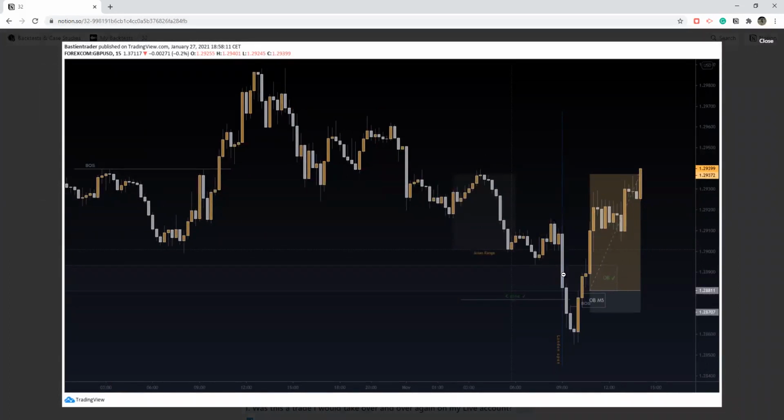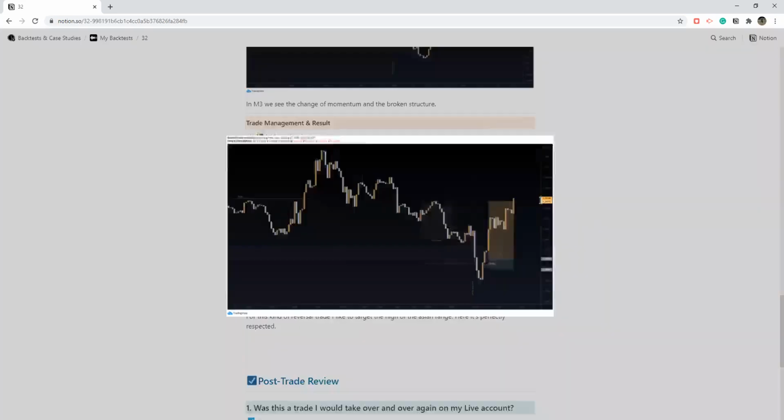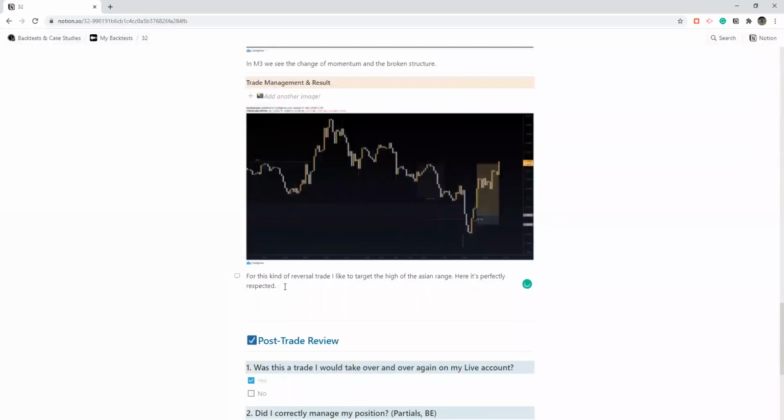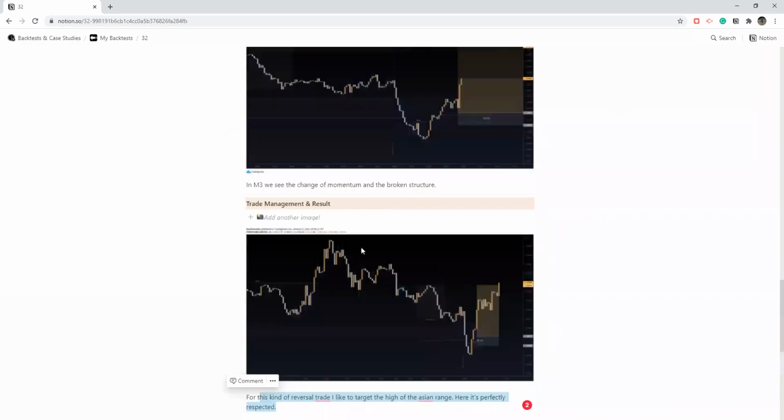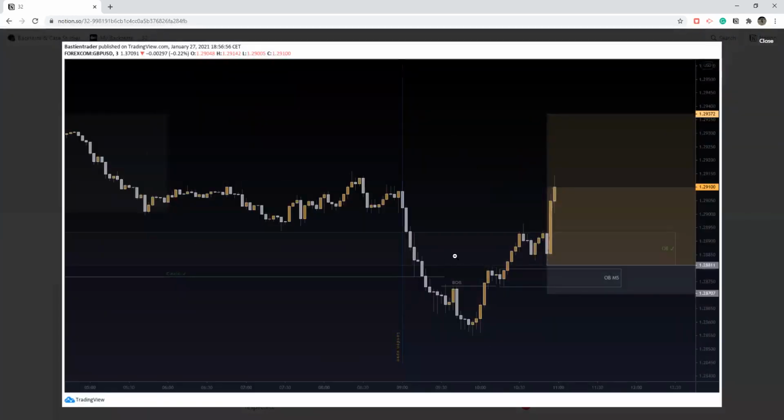Yeah, looking at that clear manipulation to the downside and how it reversed, really nice to see. For this kind of reversal trade, I like to target the high, evasion ratio is perfectly respected. Yes. This now is going to be the momentum entry. Yeah, exactly. Like having some momentum and entering in the middle OB.